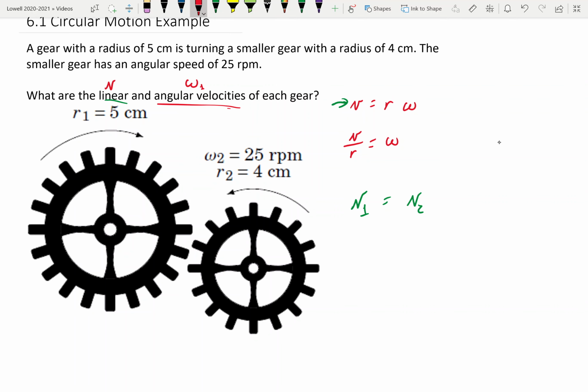Wait, I realized I didn't actually need to do that. But the linear velocity of 1 is equal to the linear velocity of 2, and this is equal to the radius of 2 times the angular velocity of number 2. We have this information: the second radius is 4 centimeters, and our angular velocity on the second one is 25 RPM, or revolutions per minute.